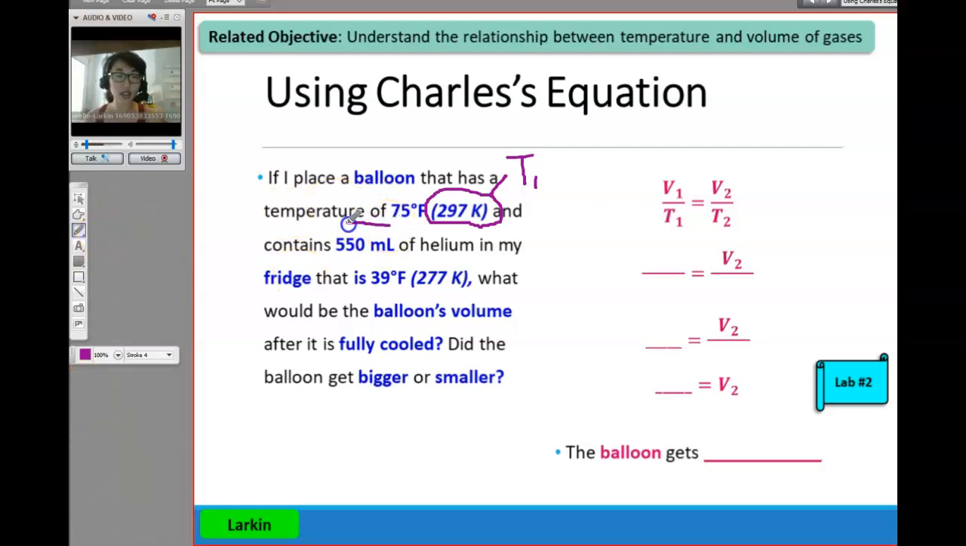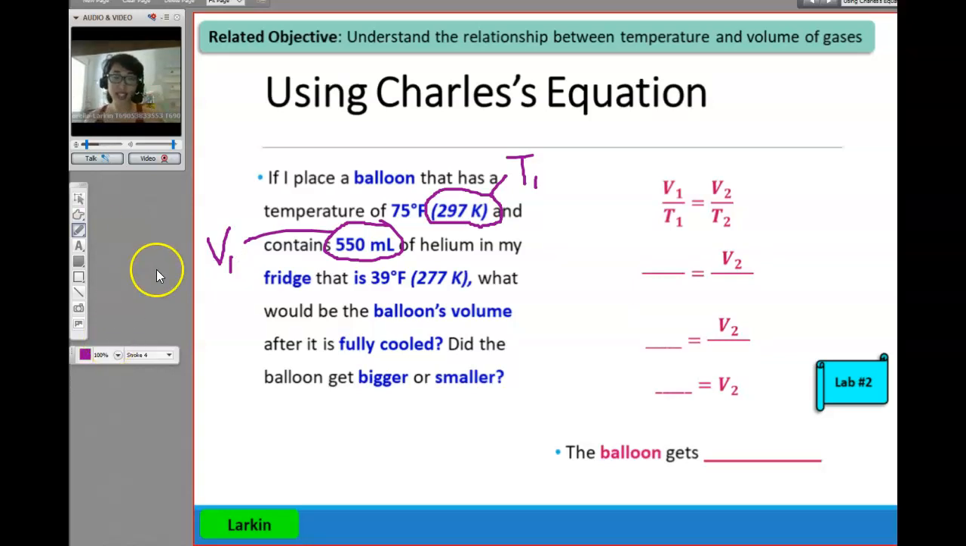Now, it contains 550 milliliters. Milliliters is the unit for temperature or volume? Yes, this is for volume, and again, same question. Is this before or after? Is it V1, V2, V before, V after? Yeah, it's actually V1, right? It's the volume of the balloon before I stick it in my fridge.